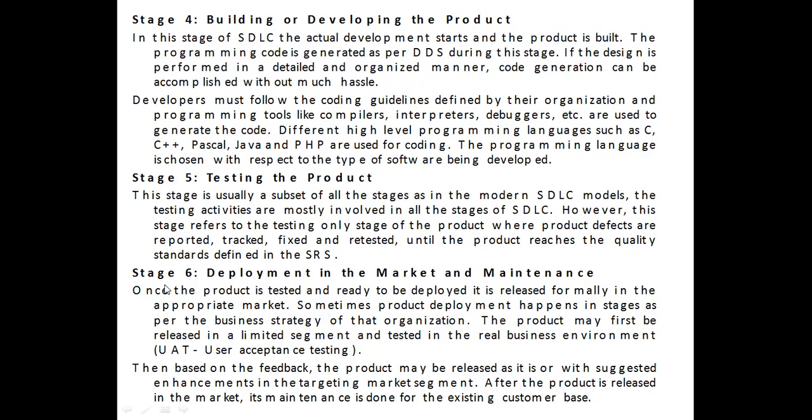Now we will study stage 6, which is deployment in the market and maintenance. Whatever ready software is handed over or delivered to the client for use. Now we will see the details about this deployment in the market and maintenance. Once the product is tested and ready to be deployed, it is formally released in the appropriate market. Sometimes product deployment happens in stages as per the business strategy of the organization. The product may first be released in a limited segment and tested in the real business environment.